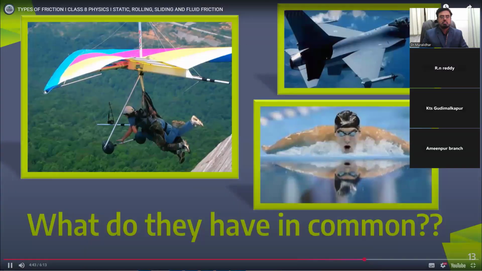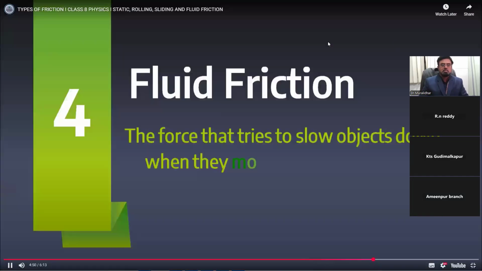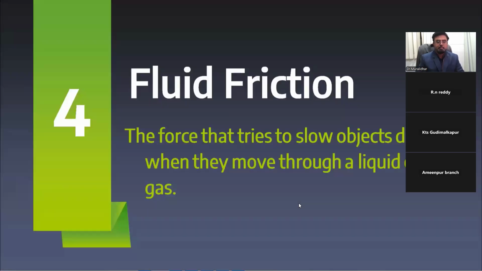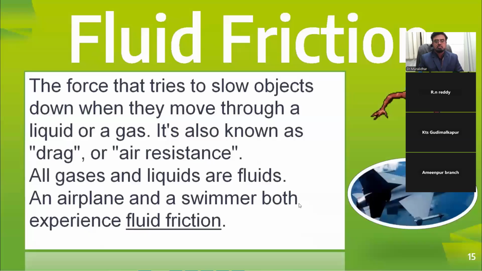That kind of resistive force, when objects are moving through a liquid or a gas, makes objects try to slow down. So this type of resistive force can be called fluid friction. Fluid friction is the force that tries to slow objects down when they move through a liquid or a gas. It can otherwise be called drag or air resistance. All gases and liquids can be combinedly called fluids. So an aeroplane and a swimmer both will be experiencing fluid friction.